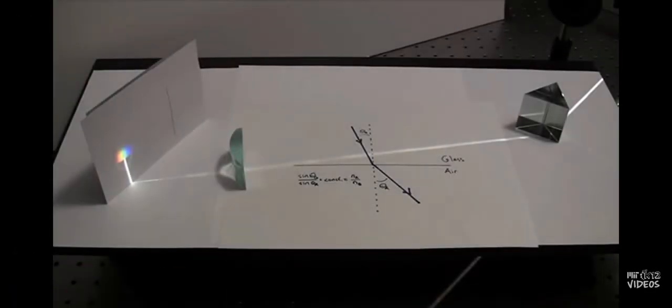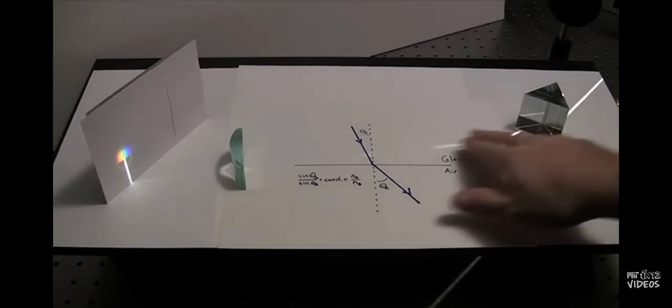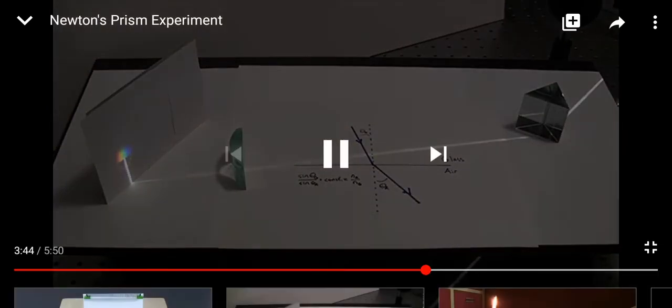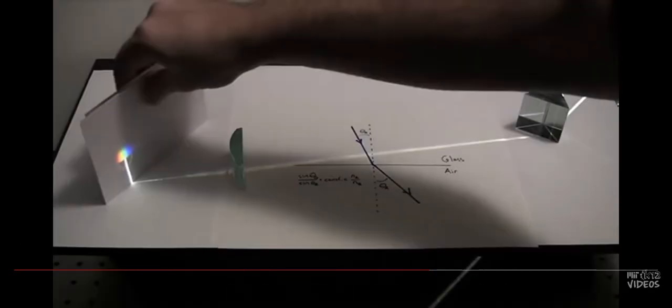Okay, that's pretty neat. We start off with white light, we form a spectrum of color, and then we use a lens to combine it back into white light. But it only really combines it into white light at one spot.